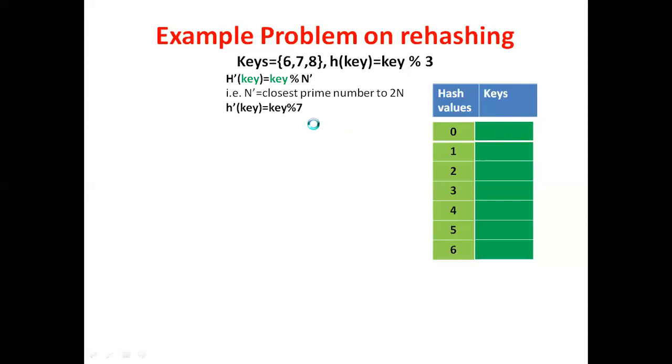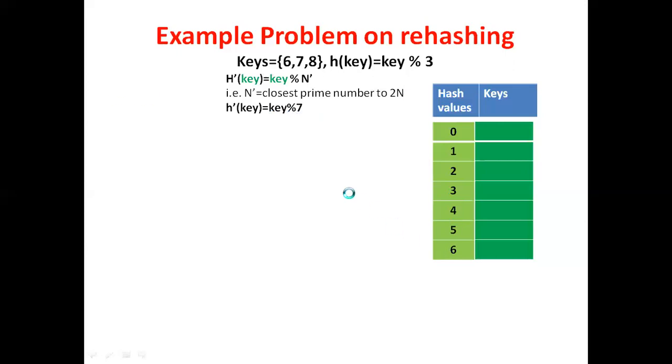Now, with n dash, the modified hash function is hash of key is equal to key mod 7. So step 1 is to double the array size. The array size means here n dash, the closest prime number to 2n. 2n means 6, and the closest prime number to 6 is 7. That's why I'm taking 0 to 6 indexes. Now the hash function is hash of key is equal to key mod 7, where 7 is the n dash value.